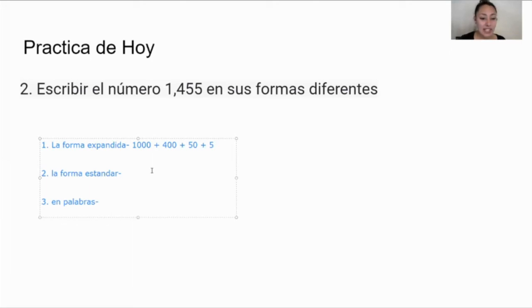Escribiéndolo en la forma estándar es exactamente como se mira, y en palabras. Intenta antes de que yo les muestre mi respuesta. Toma un momento. ¿Cómo lo escribirías esto en palabras? Empezaría con 1455. ¿Tienes eso también? Perfecto.